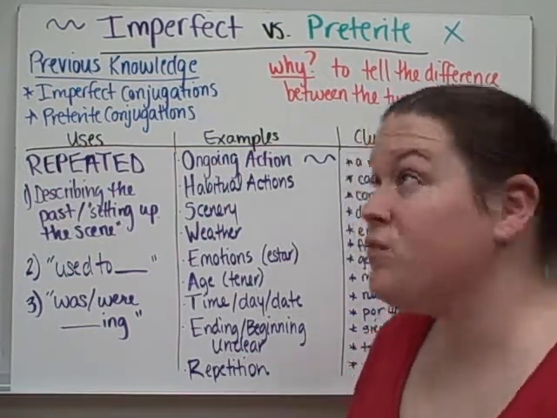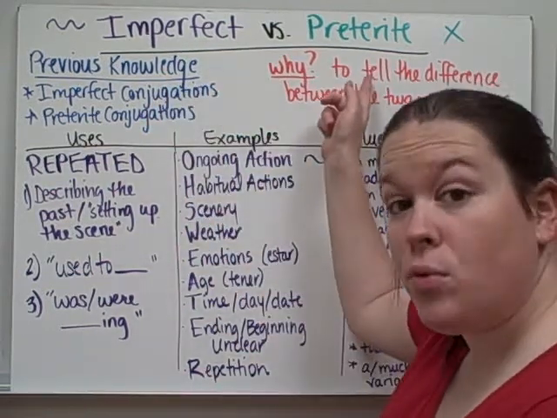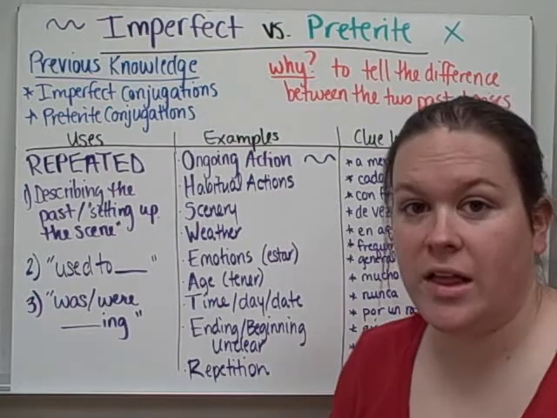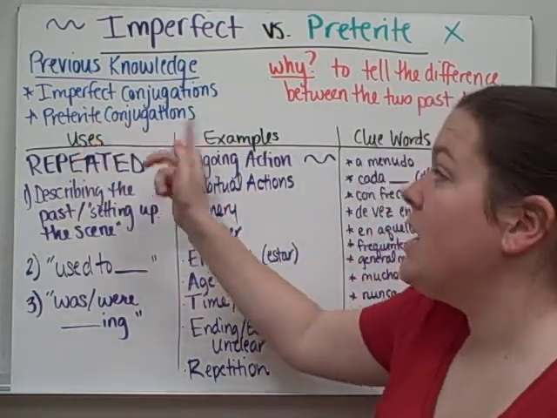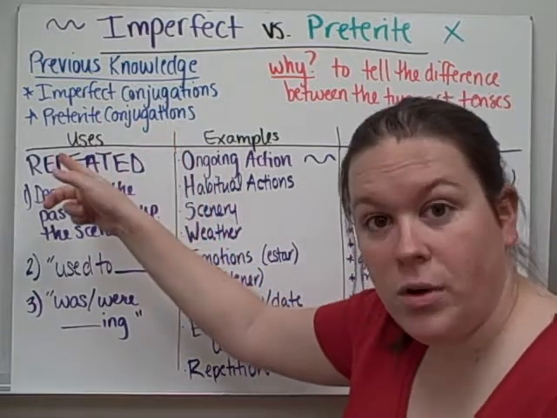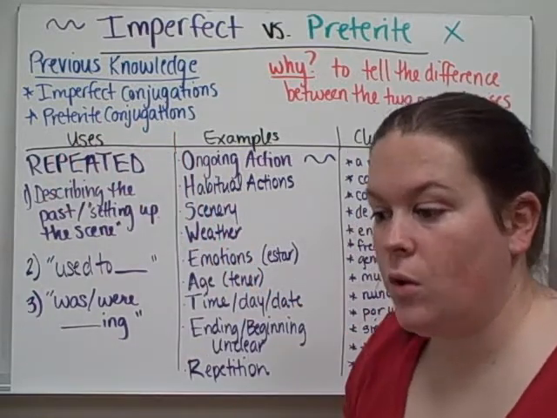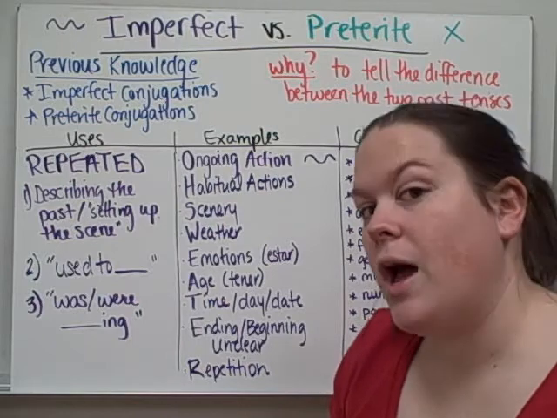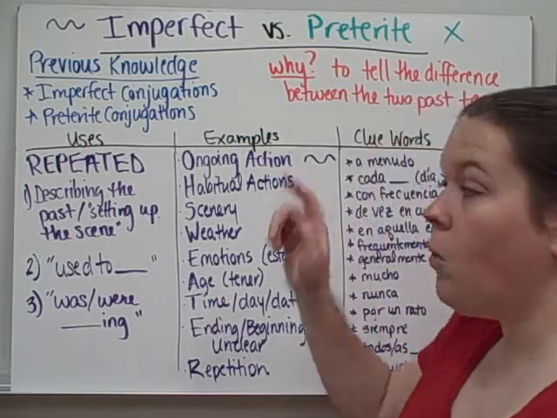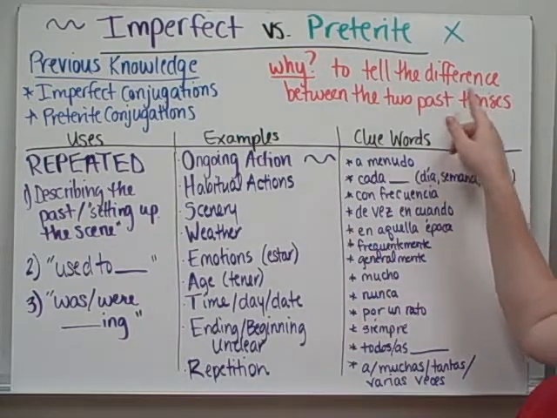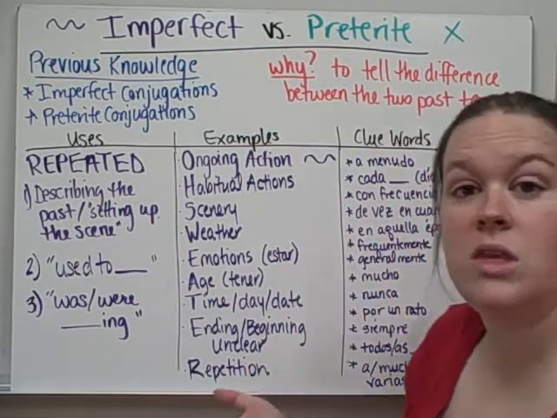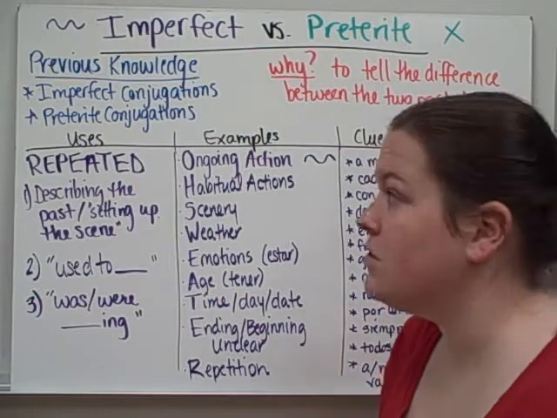This is imperfect versus preterite. Previous knowledge you need is how to conjugate things in imperfect tense and how to conjugate verbs in preterite tense. Also, it's good to know reading sentences for context clues. Now, why would we want to differentiate between preterite and imperfect? To tell the difference between these tenses, which are both past tense.